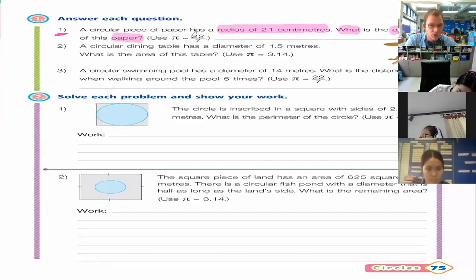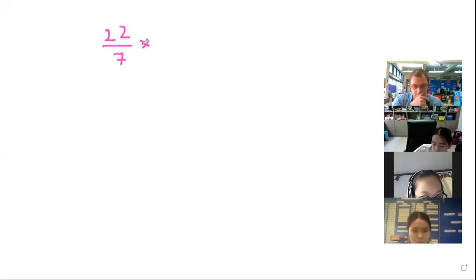So they say we must use pi as 22/7. So let's do that. 22/7 multiplied by 21 squared.